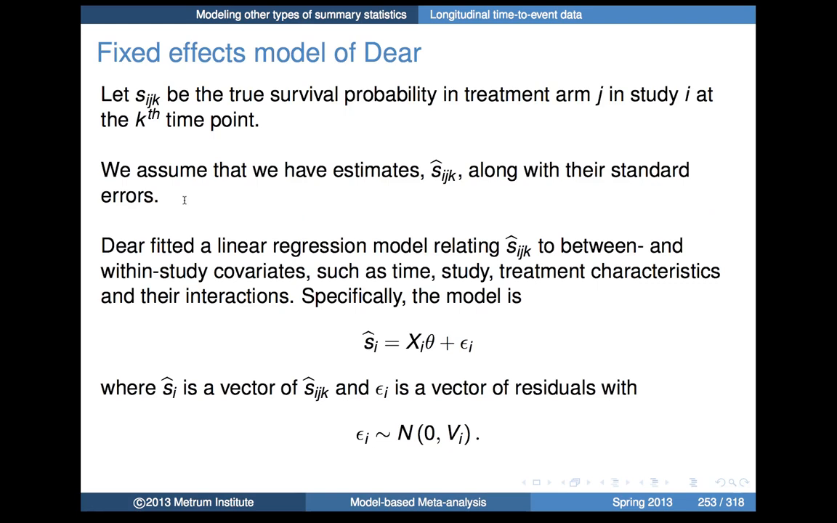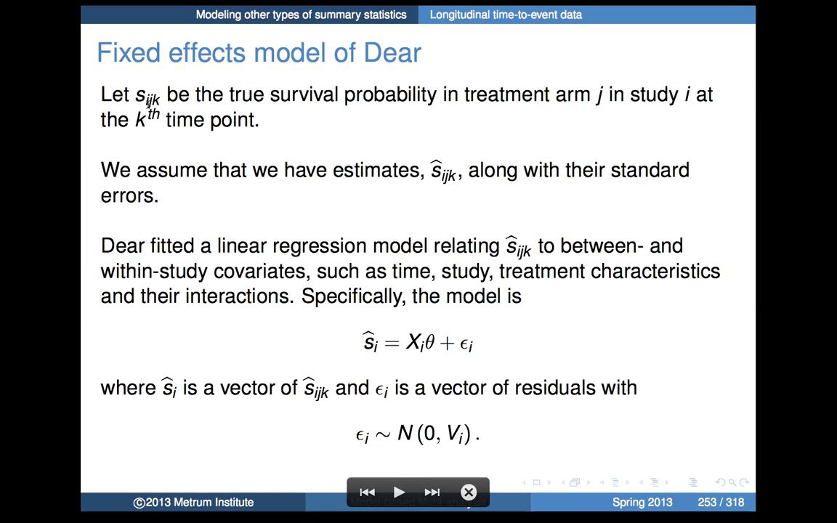And so I'll have to define a little bit of notation here. So we'll let Sijk be the true survival probability in treatment arm j in study i at the kth time point. And we'll assume that we have estimates. These could be Kaplan-Meier estimates, S hat ijk, along with the corresponding standard error. So that's our data, the S hat ijk and the standard error of S hat. And S hat is an estimate of S.